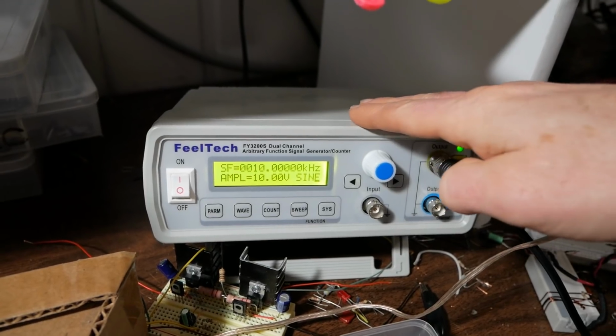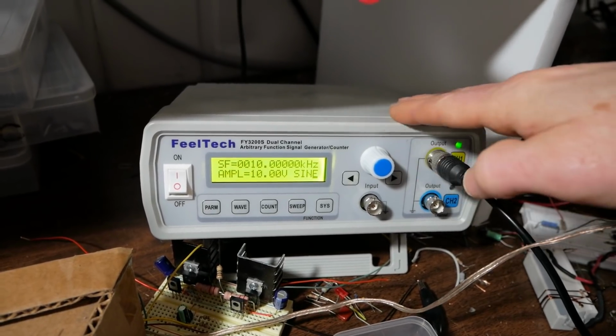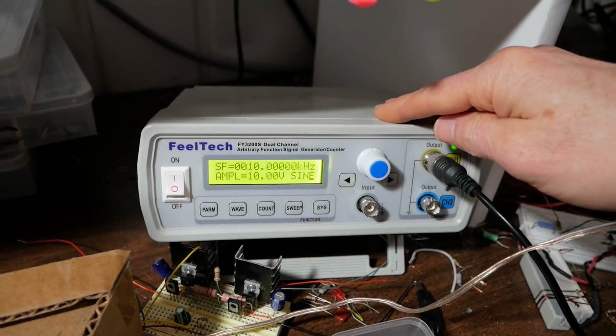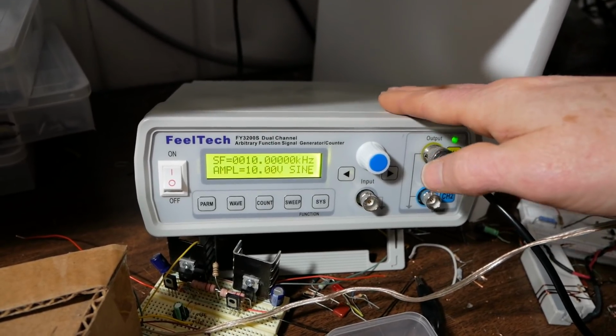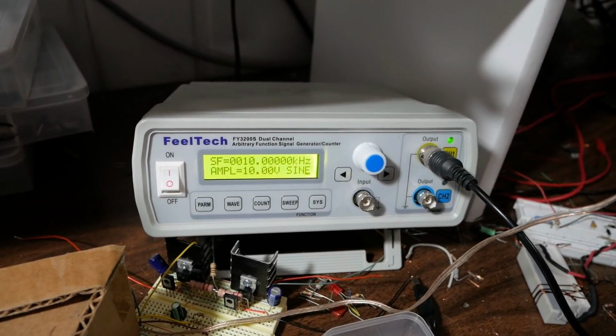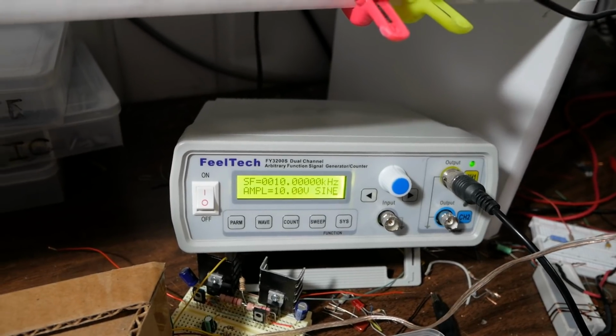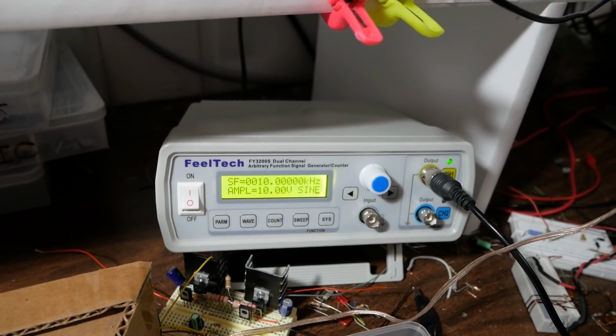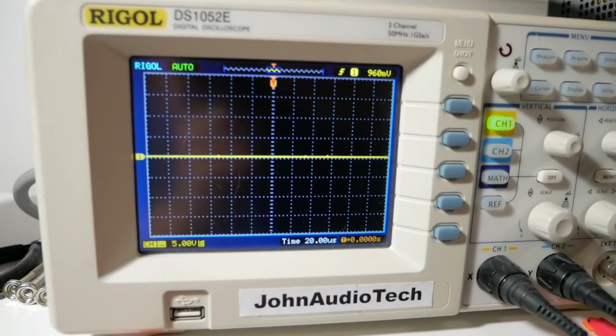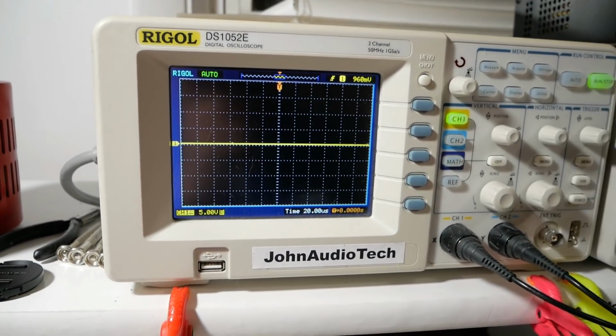I'm using my Fieldtech arbitrary signal generator. Just lovely Chinesium quality here. Wonderful piece of gear. So let me get the camera pointed to the scope and in focus, and we'll start taking measurements.